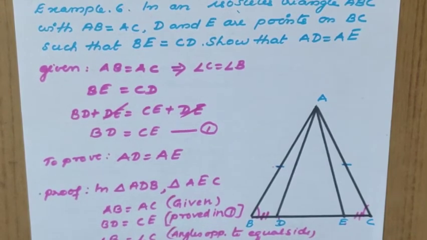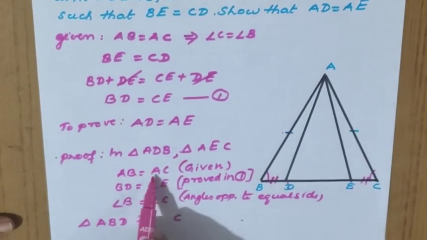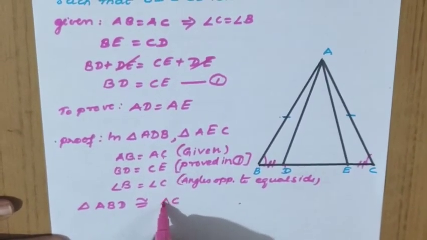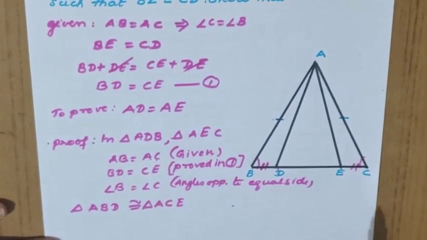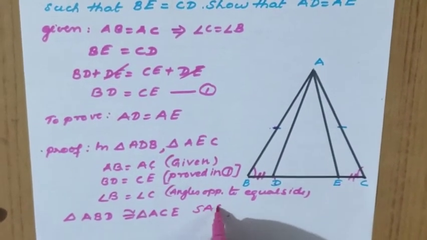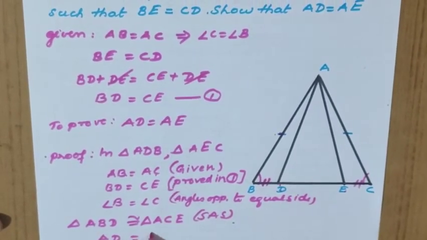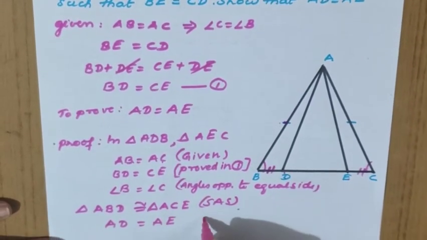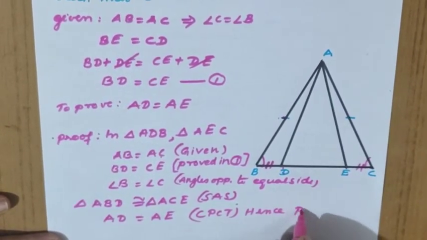Now we can write the congruency criteria. Triangle ABD congruent to what? B is for C only. If B is for C, then A is A only. So triangle ACE. What is the criteria now? We got first side, second side and the included angle. So SAS. So from this AD equal to AE, CPCT. Hence proved.